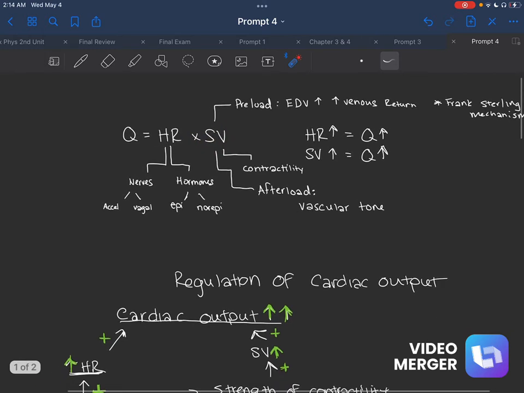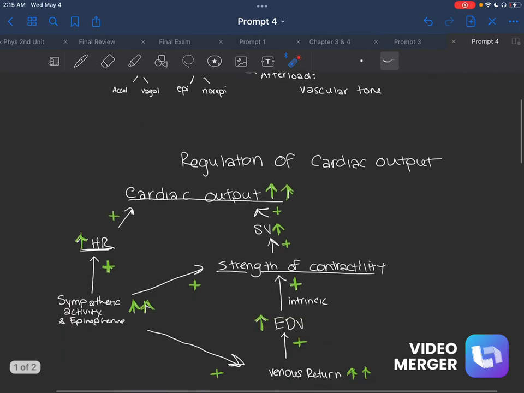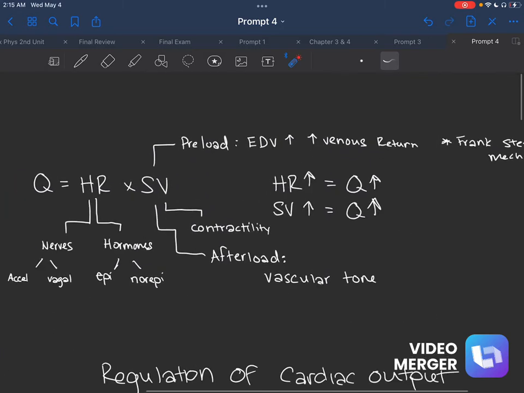So, you also have contractility. This is due to epinephrine. Again, we'll look later at this chart more specifically about how that affects it.